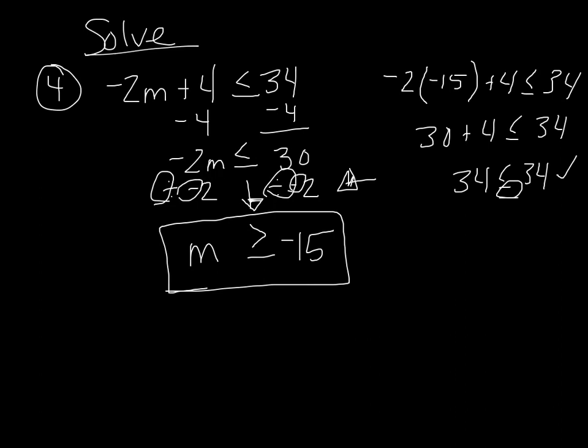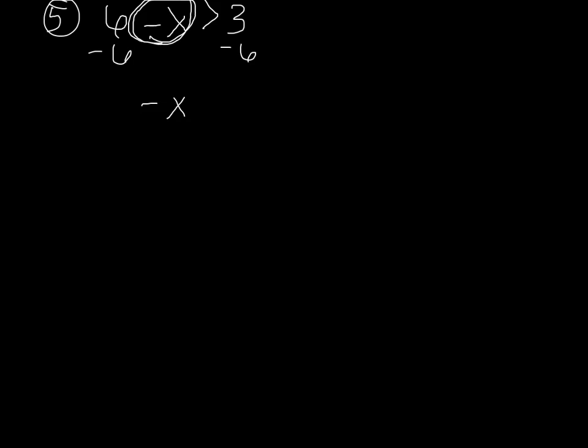Let's try another one. Number 5 says 6 minus x is greater than 3. So I'm going to, this isn't going to be fun. We'll do it. Minus 6, minus 6. So I'd get negative x. Please do not forget. We take the sign that's in front of it. If it's positive, we don't worry about it. Okay? But if it's negative, we have to bring down that negative sign if it's right in front of the x. Yes, I know that is a subtraction sign, but really in the long run, that is a negative sign. So we have to take it if it's right in front of it.